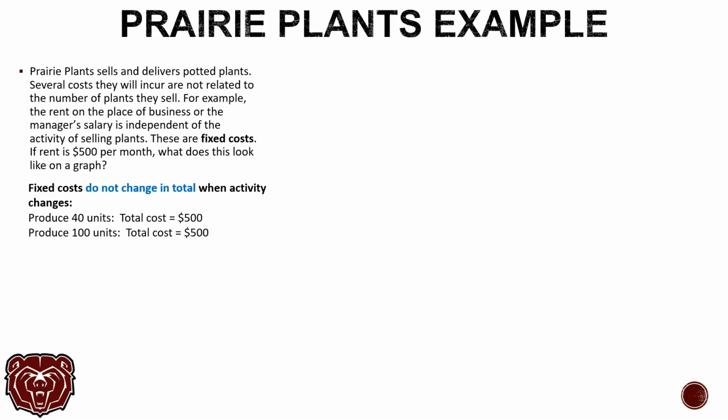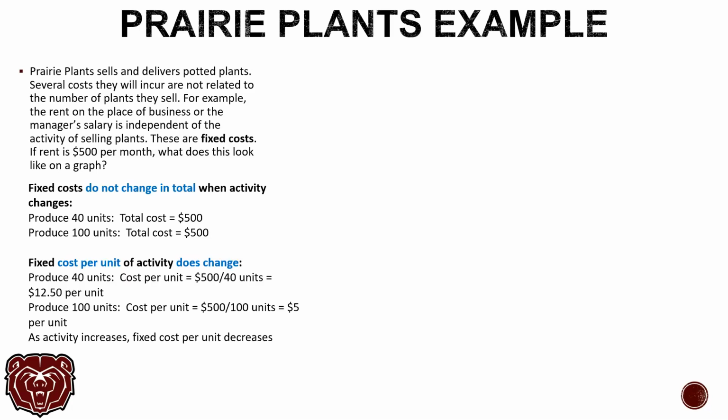Okay, so remember, our fixed costs, they don't change when the activity changes. The fixed cost per unit, and this is an interesting aspect of our fixed cost, does change. So if we produce 40 units, the cost per unit is $12.50 per unit. If we produce 100 units, the cost per unit is $5 per unit. So for fixed cost, as activity increases, the fixed cost per unit decreases.